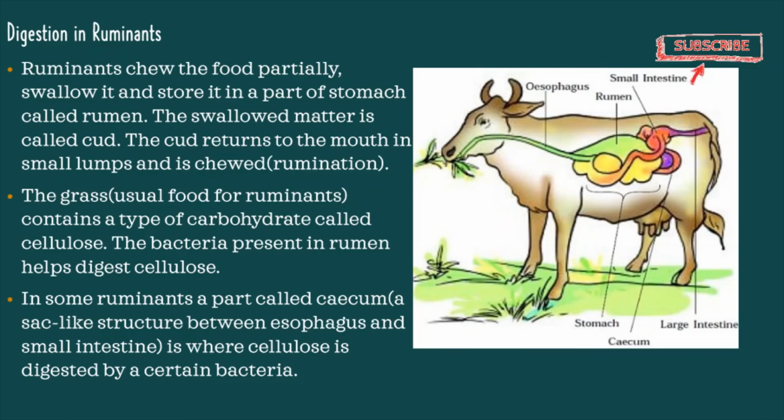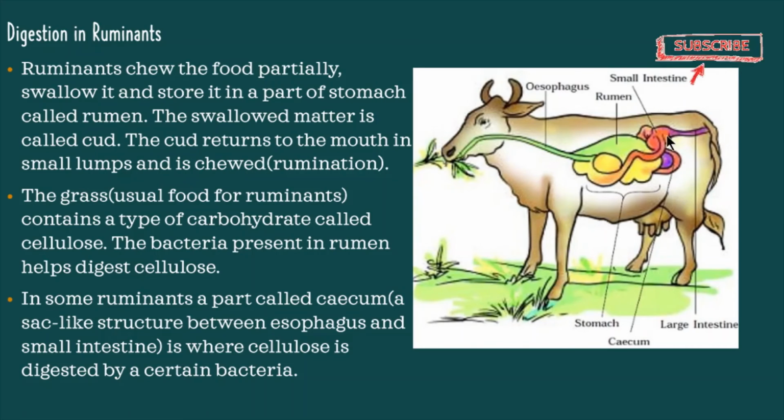The type of carbohydrate is called cellulose. So the carbohydrate that ruminants need is called cellulose. The bacteria present in the rumen help digest cellulose. In some ruminants, there is a part called the caecum, a sac-like structure between the esophagus and the small intestine. As you can see here, guys, this is the caecum.